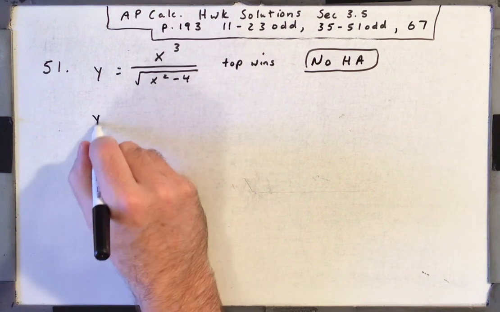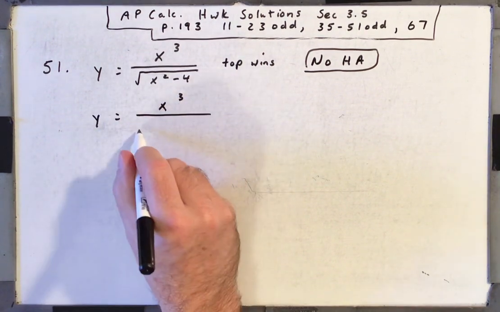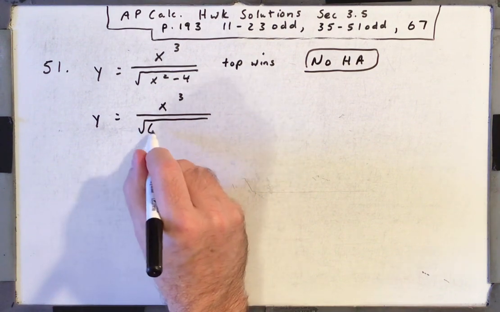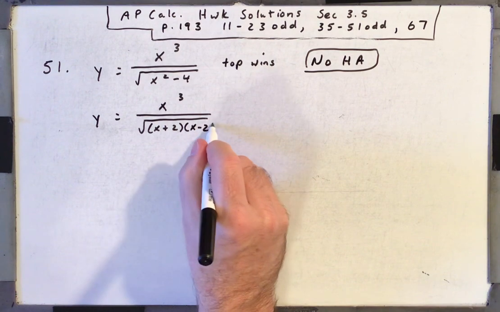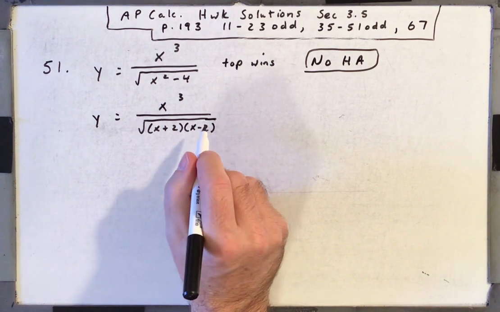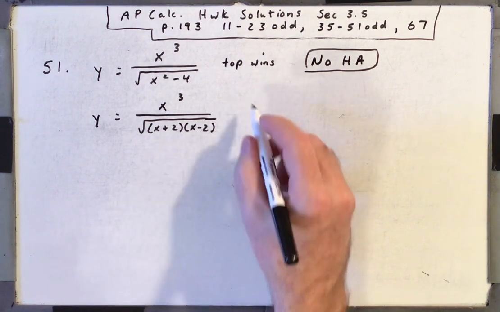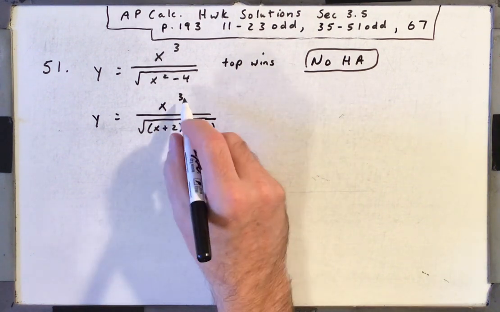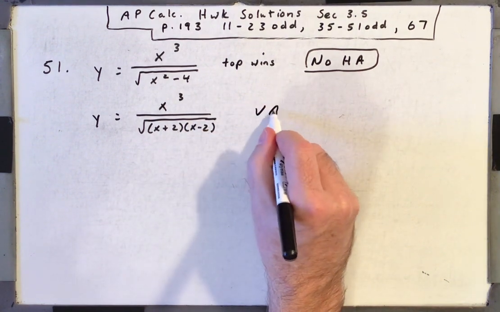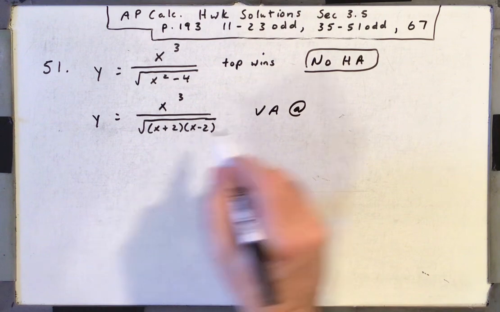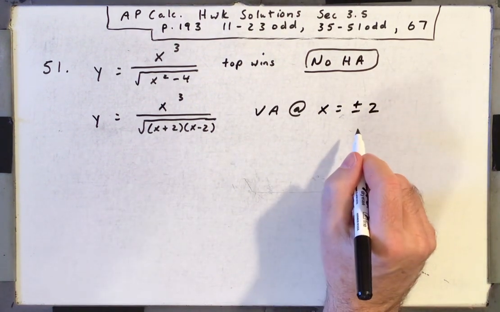Now, looking at the bottom here, it's going to be x cubed over the square root of x plus 2 times x minus 2. All right, so in this particular case, we do have vertical asymptotes. These parentheses don't cancel out. So we have vertical asymptotes at x equals plus or minus 2.